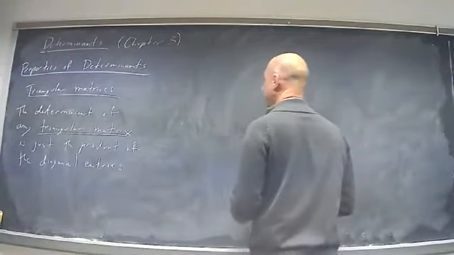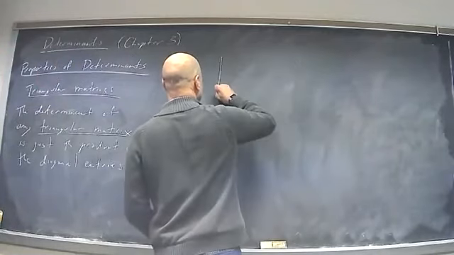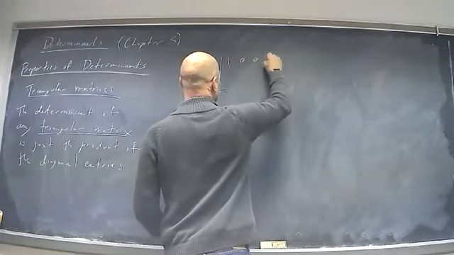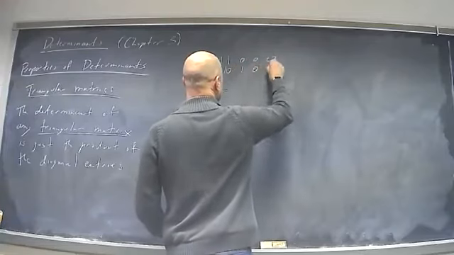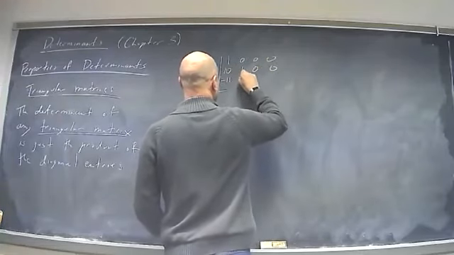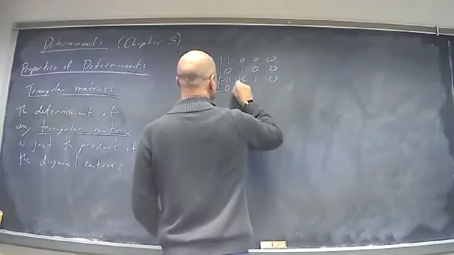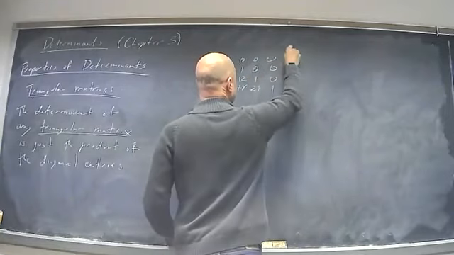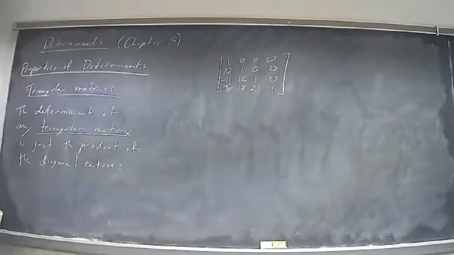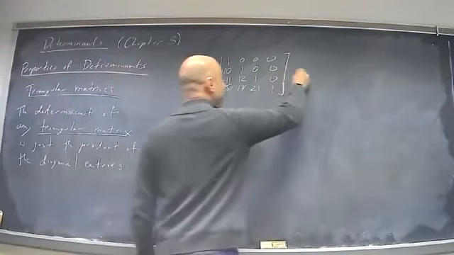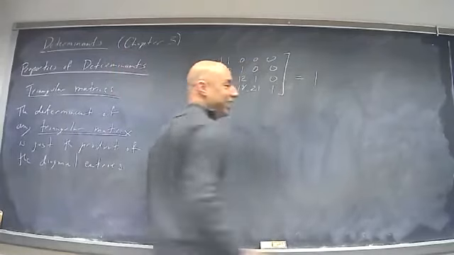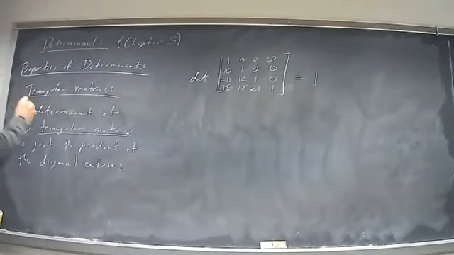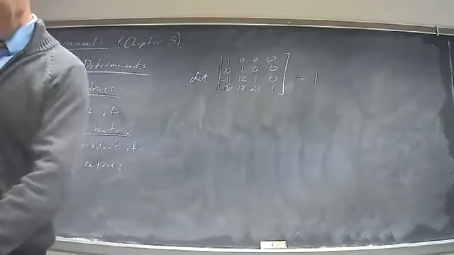So without breaking a sweat, what's the determinant of this matrix? What's the determinant of that matrix? 1. It's 1. 1 times 1 times 1 times 1, 1. Nothing to it. So determinants of triangular matrices, easy.